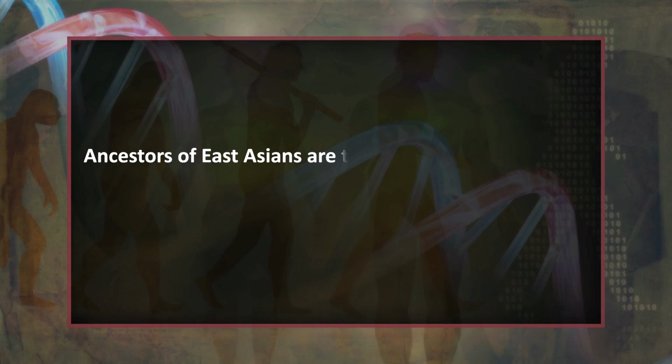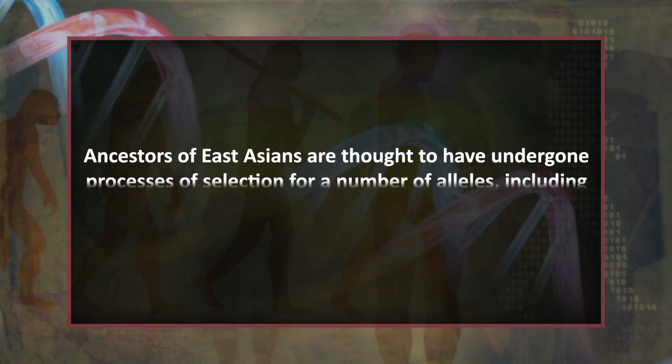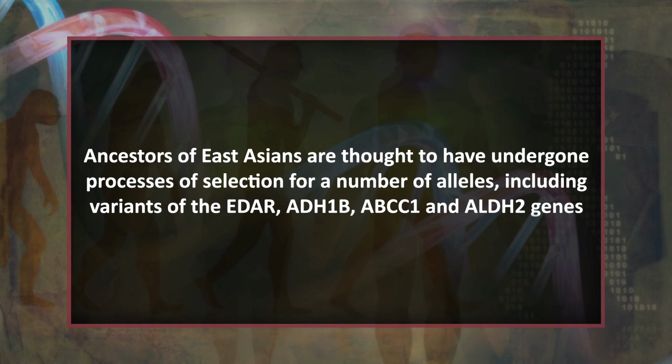For example, the ancestors of East Asians are thought to have undergone a process of selection for a number of alleles, including variants of the EDAR, ADH1B, ABCC1, and ALDH2 genes. As of 2017, the single nucleotide polymorphism database dbSNP, which lists SNPs, that is single nucleotide polymorphisms, and other variants, listed a total of 324 million variants found in sequenced human genomes.